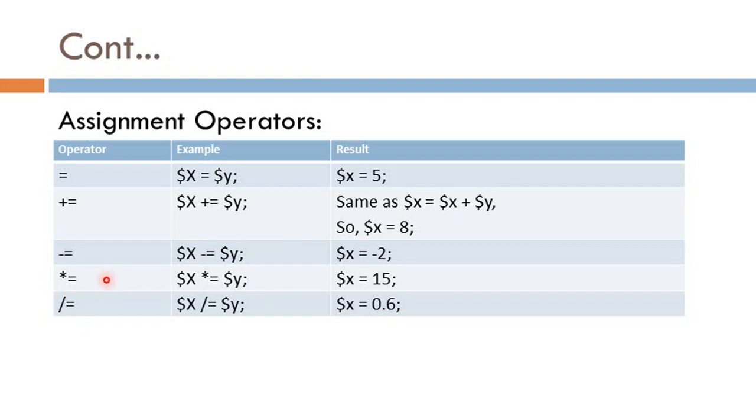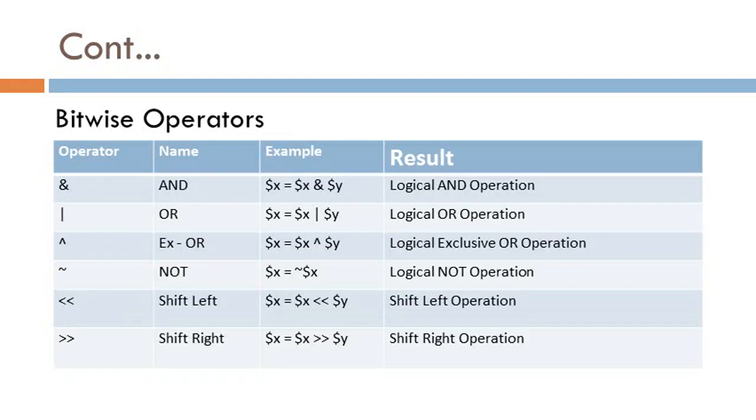Same way for multiplication equal to and division equal to. Next is bitwise operators. Bitwise operators allow you to manipulate operands at bit level. Operators are AND, OR, XOR, NOT, shift left and shift right.